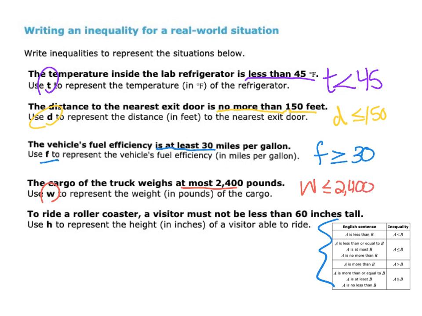And to ride a roller coaster, a visitor must not be less than 60 inches tall. So that means if you can't be less than 60 inches tall, you have to be 60 or greater. And we're using H here to represent their height. So H has to be greater than or equal to 60, right? If you were 60 inches, you could ride it, but if you were less than that, you couldn't.